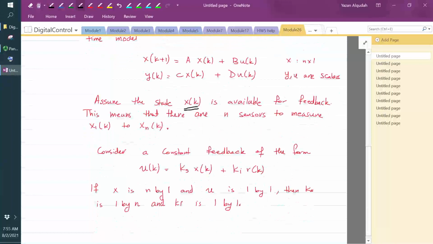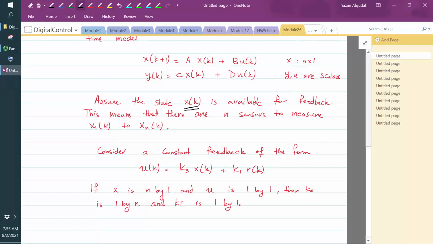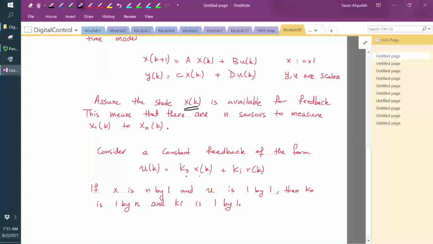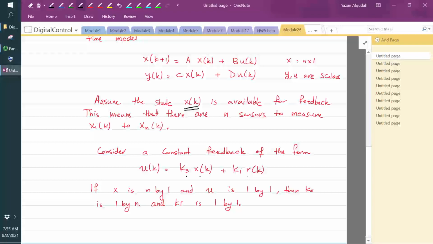Now U is the input to this system, and what we're going to be doing is having U of k equal to Ks multiplied by X of k plus Ki multiplied by R of k. So we're going to have a feedback of the form U of k is equal to Ks X of k plus Ki multiplied by R of k. If X is n by 1, then U is 1 by 1, and Ks is 1 by n, and Ki is 1 by 1. What does this mean? Let's look at the graph.